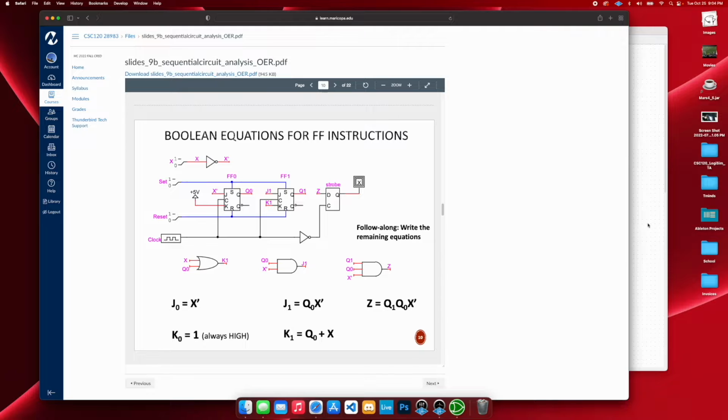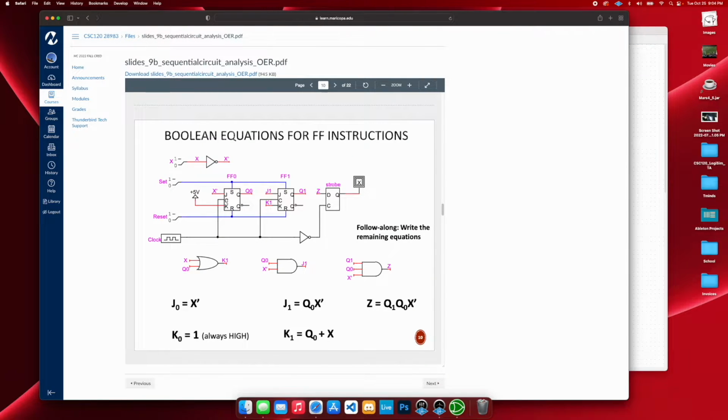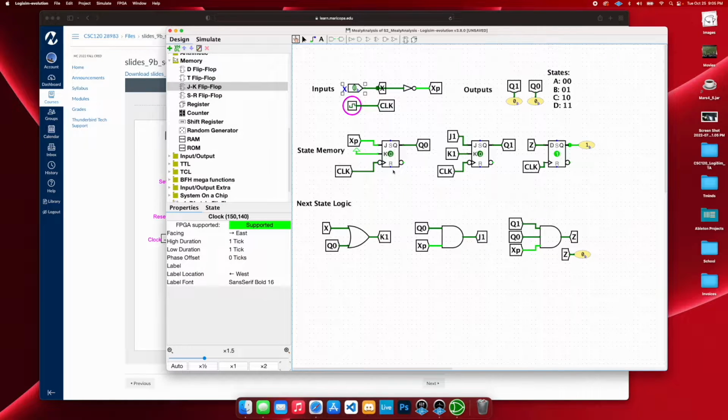The difference that my circuit has compared to this one is in the clock inputs for these JK flip-flops. This circuit's JK flip-flops are capturing the clock on the rising edge, whereas mine has these little circles on the clock inputs, which makes it captured on the falling edge of the clock.